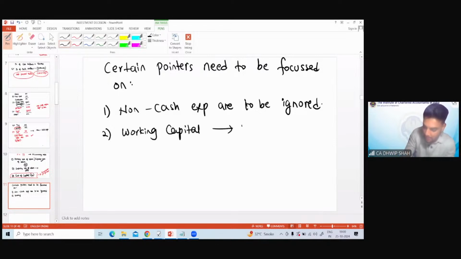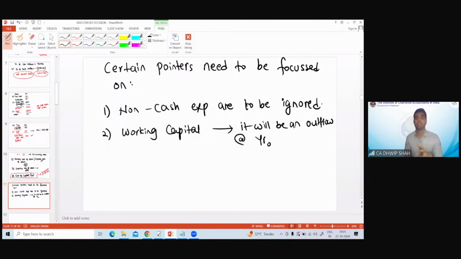So that will be an outflow. And at year 0, because you need to start a business, so for that you will need working capital today itself. Are you getting this? So working capital will be an outflow at year 0, because along with capital investment, you also need to invest in working capital, the funds that you need to run day-to-day business operations. Correct? But once the project is completed after 10 years, or in our example, after 7 years, this working capital would be released.